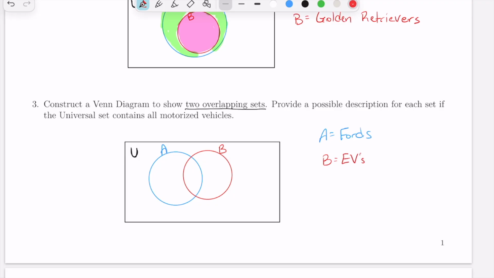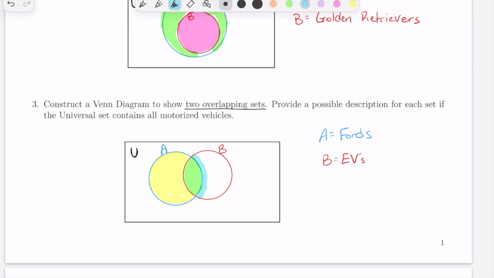Now, when you think about this, there are some Fords that are not electric vehicles, and those would fit out here. A lot of the Ford vehicles are not electric vehicles, and those would fit out here. There are some Fords that are electric vehicles, like the Mustang EV or the Ford Lightning, where it's a Ford, but it's also an electric vehicle.